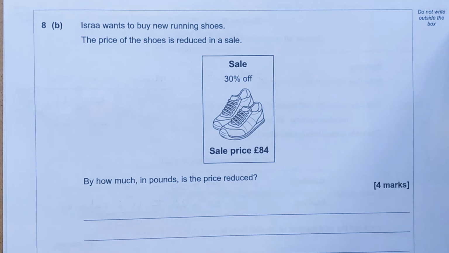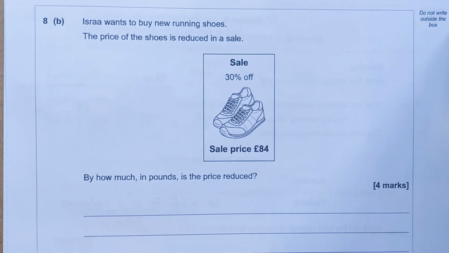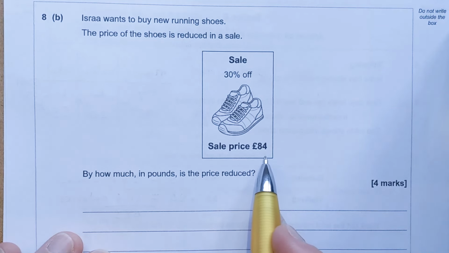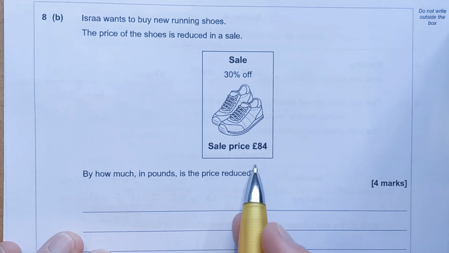8b. Isra wants to buy new running shoes. The price of the shoes is reduced in a sale. We've got a sale, 30% off. Sale price is £84. By how much in pounds is the price reduced? Okay. Well, this is the sale price. It's already had the 30% taken off.